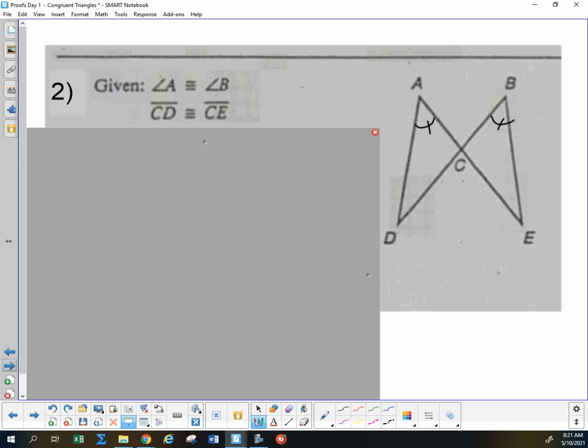They also tell us CD and CE. So that's from C out here to D. So we're going to do 2 tick marks. I guess it doesn't matter. And C to E, I could have just done 1 tick mark since it was my first side, or the 2. So we know those are congruent.